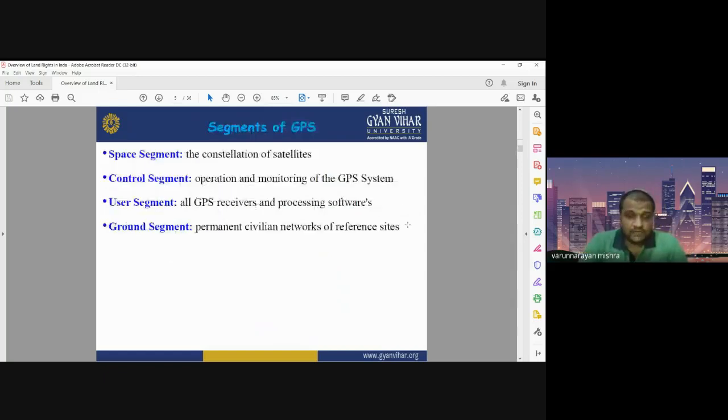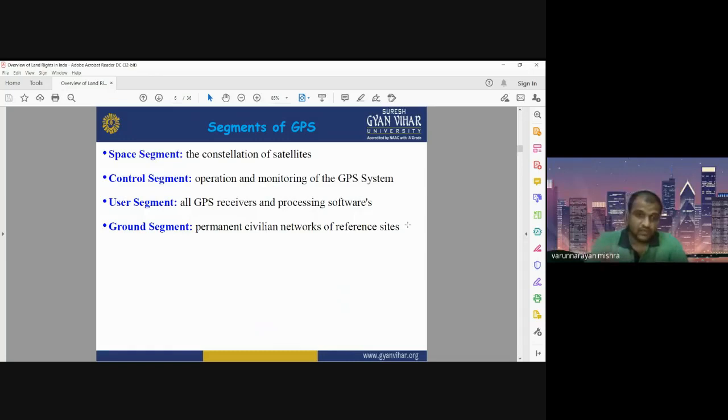So GPS has various segments. It has 4 segments. The first segment is the space segment. That is a constellation of satellites. The network, the system of the satellites, is considered the space segment. And the control segment is on the Earth. It is used to operate and monitor the GPS system continuously.